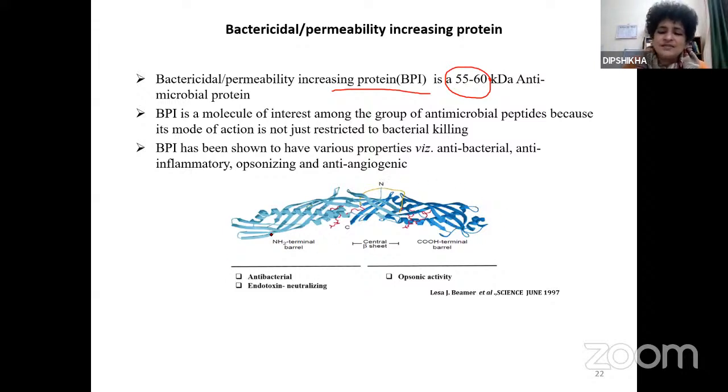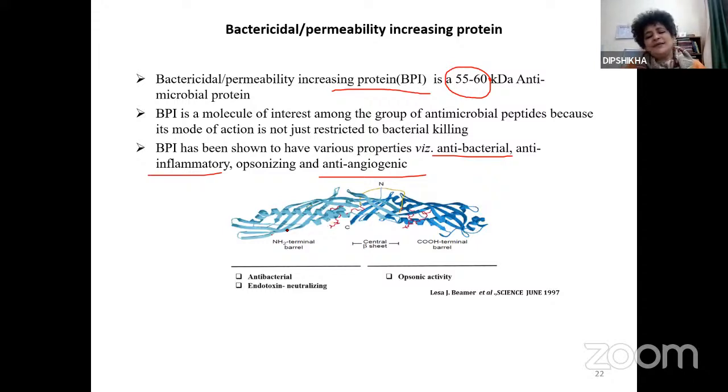Actually, this is such a beautiful protein that if you take it in isolation and give it to the bacteria, the bacteria dies. Not only that, it can quench the lipopolysaccharide, thereby protecting the animal from endotoxic shock. The sepsis, which is caused by the lipopolysaccharide, this BPI has the ability to quench it. So it has shown antibacterial, anti-inflammatory, anti-angiogenic potentials, a lot of potential for the BPI.